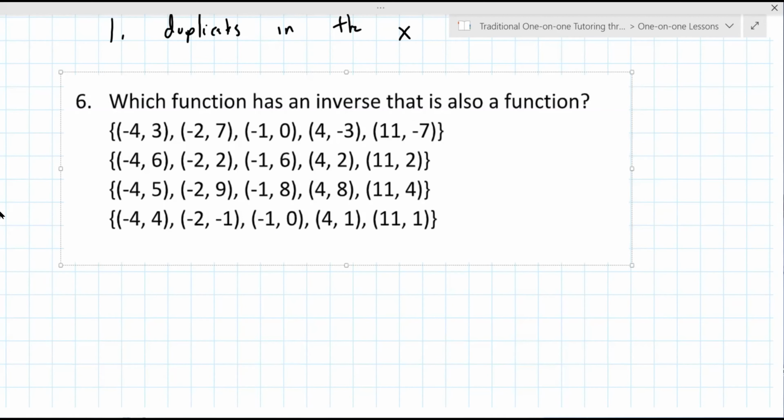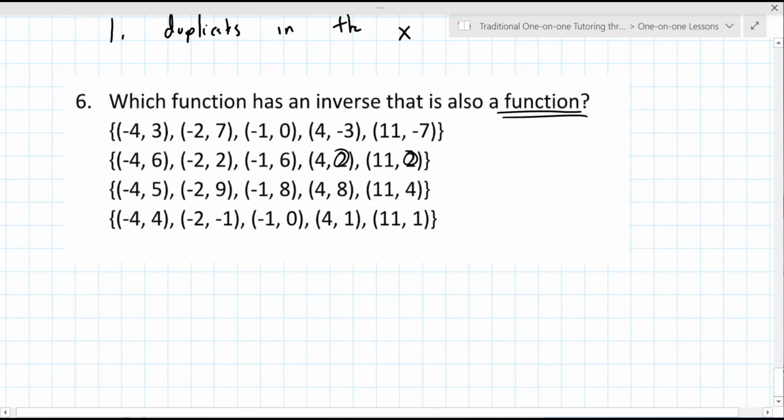So the first one has no duplicates in the X. That's right. So are you going with A as your final answer? Yeah, it actually looks good here. The way I can do this quickly is I look at the Y values and see if there's any duplicates. And there's 3 there, so that one's out. And then that one has duplicates in 8. And then the last one's duplicates in 1. So yeah, that's your final answer on that one. Okay. That makes more sense.